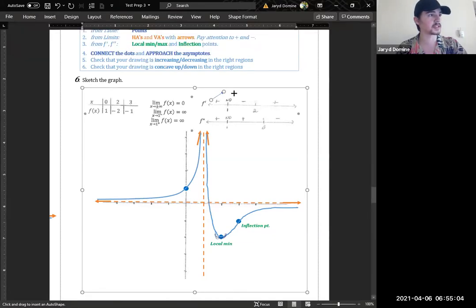It's going to be decreasing in the middle between 1 and 2. So here's 1 to 2, that's decreasing. And then it's going to be increasing here on the right. Okay, so that's what we wanted to see.